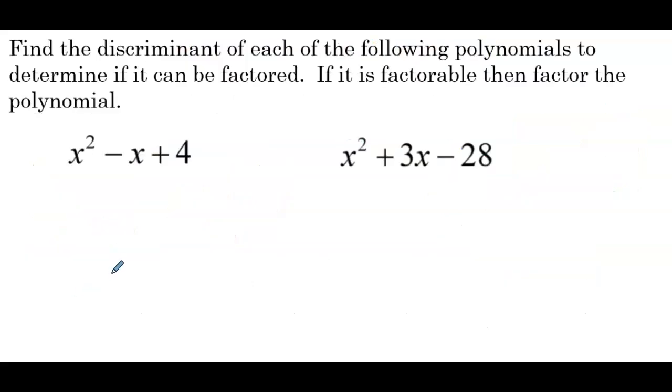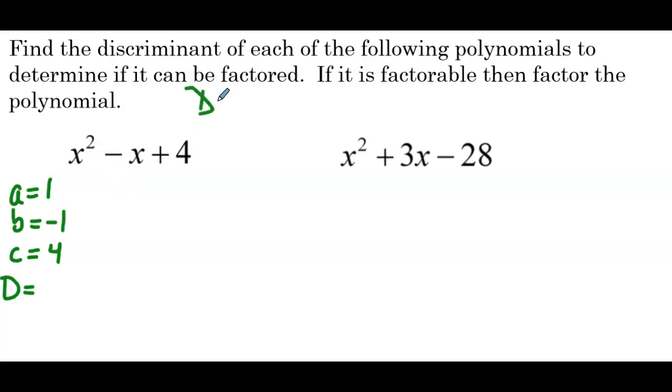Find the discriminant of each of the following polynomials to determine if it can be factored. If it is factorable, then factor the polynomial. So first up, x squared minus x plus 4. So let's list out our a, our b, our c, and the discriminant. The coefficient of x squared is 1. Coefficient of x is negative 1. C, the constant term, is positive 4.